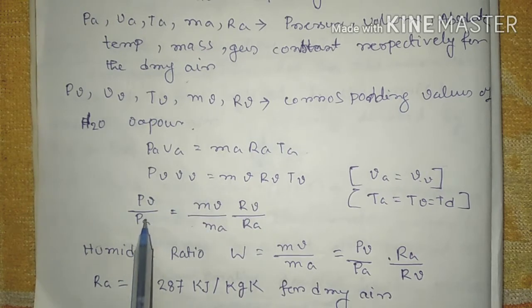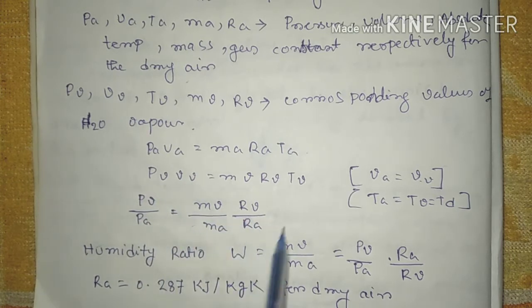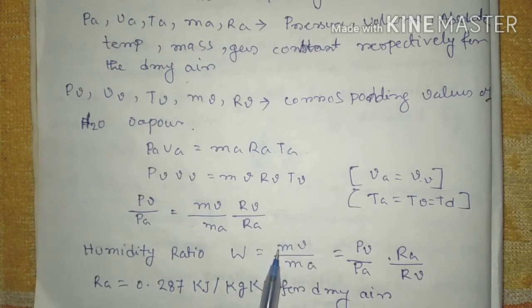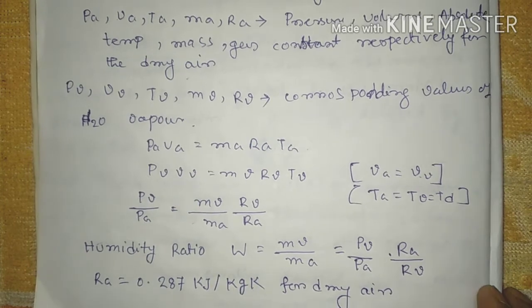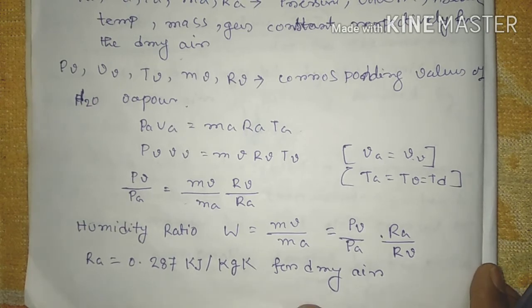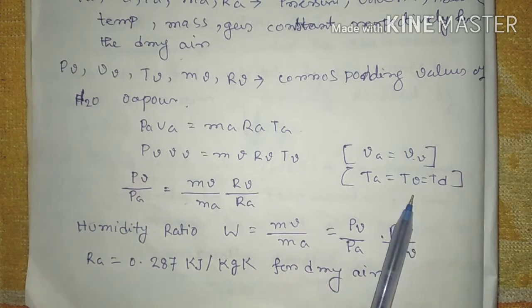So if you write that PV by PA, then you can write that MV by RV divided by MA by RA from these equations. Now, as you know, the humidity ratio is the ratio of the mass of water vapor present in a particular volume at a specified temperature, divided by the mass of dry air present in the same volume at the same temperature.